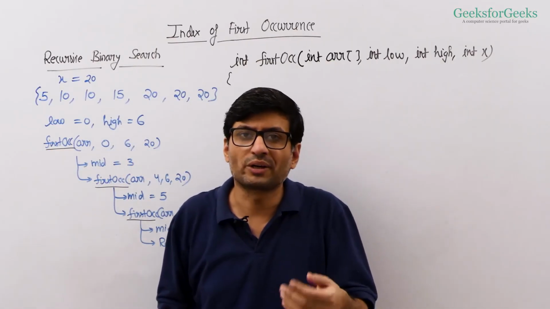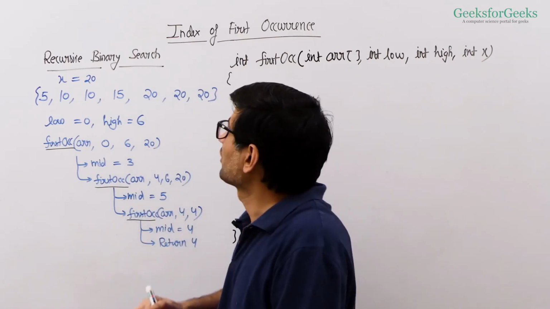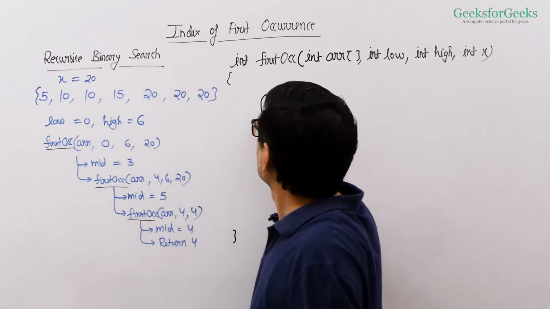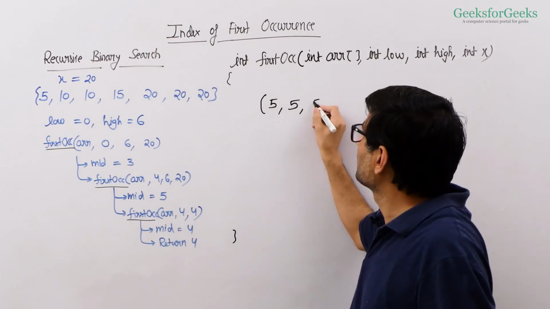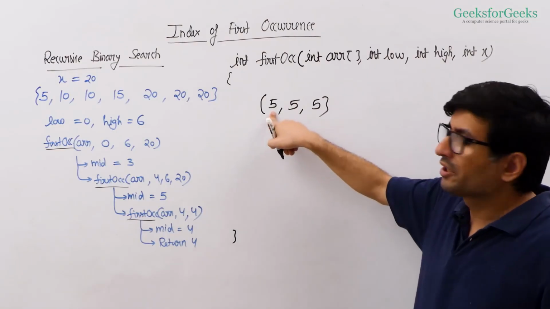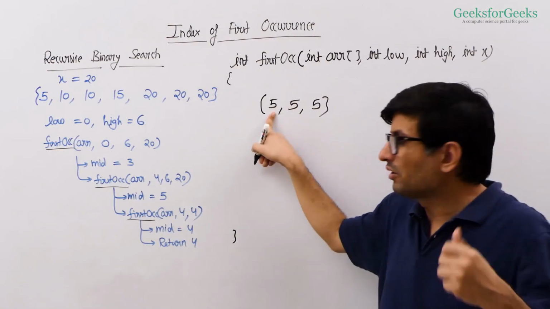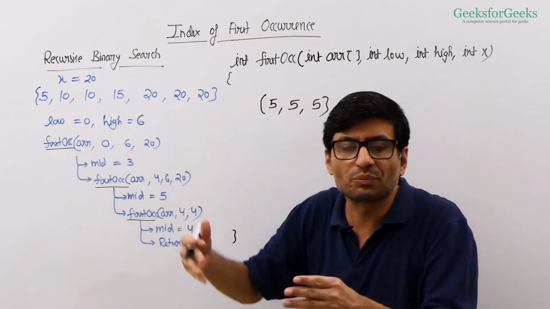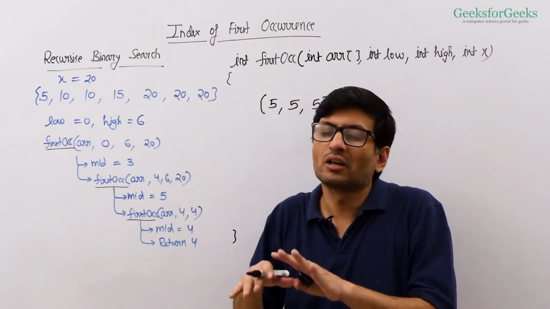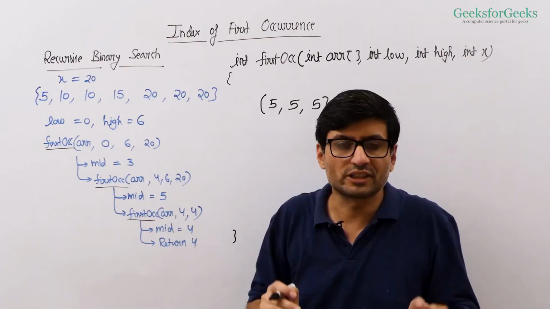Please make sure that you handle the corner cases really well. For example, if your array is something like 5, 5, 5 and you're searching for 5, then you will reach index 0 here, right? And if you go back and look for the previous element, there's no previous element, right? So make sure that you write nice code to handle this case as well.